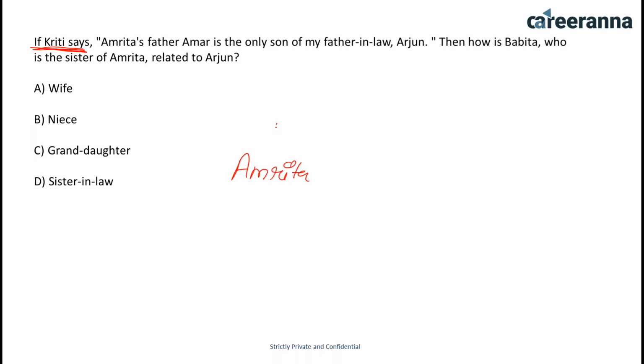Amrita's father is going to be Amar. He is the father, so he is going to be in a box. Amrita's father Amar is the only son of my father-in-law. That means you can say that Kirti is the wife of Amar, so Kirti and Amar are a couple.